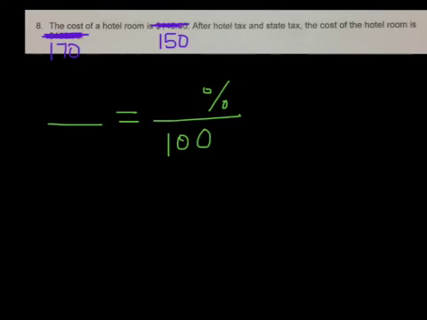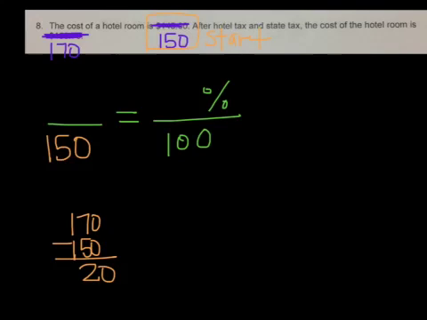I have to decide, does this hotel room start out costing $150, or does the hotel room start out costing $170? Hopefully you're saying that the hotel room starts out at costing $150 before they put the tax on. So 150 goes on bottom. To get the number that goes on top, I'm going to have to subtract 170 minus 150. That is $20. So the hotel room changed by about $20.